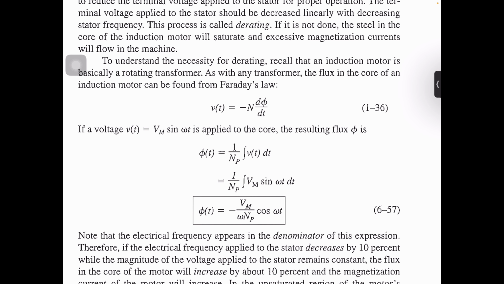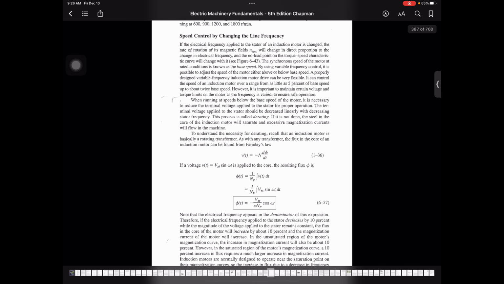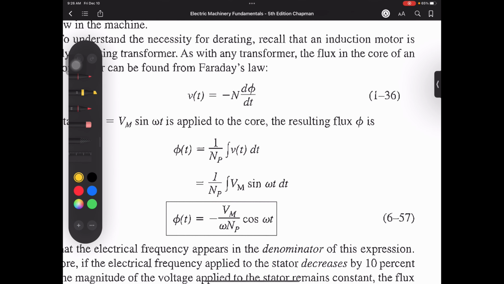Over here you have the voltage. This is Faraday's law of electromagnetic induction, with the minus sign for Lenz's law. So Vt is equal to minus N d phi by dt. If I take it into its integral form, my flux over here is equal to, so I have this one. This form of equation, phi of t is equal to 1 over Np integral v of t. Now here this v of t will be a sine wave, because I am applying a sine wave over there. So Vm sine of omega t.